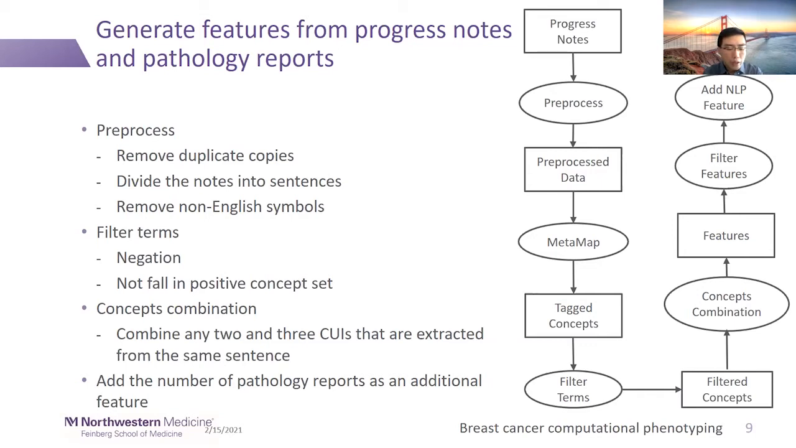So sometimes we say that the patient has been ruled out of certain diseases, right? So this is the typical negation. That means that the patient does not have such disease. By correctly recognizing such negation terms, we reduce the false positives that will come out from the algorithm. And also we filtered the concepts that do not fall into our positive concept set. So those positive concepts that we developed from the development set are actually quite informative in terms of really indicating the local recurrence event. And after that, we combine any 2 or 3 concept unique identifiers that are extracted from the same sentence. And I'll give an example in the end of why such combination is important when we do the feature analysis. And then finally, we add the number of pathology reports as an additional feature.